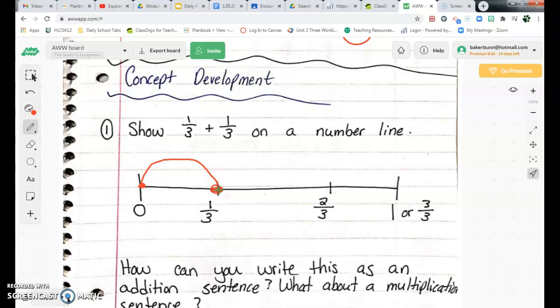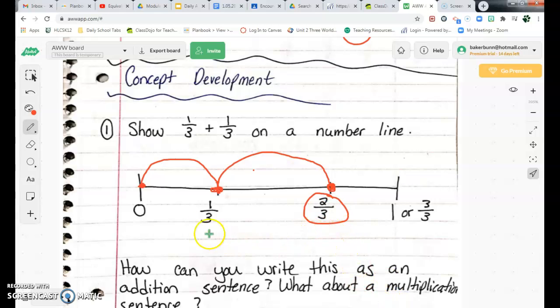Well, I don't have any more 1/3 fractions right here. I have 2/3, 1, or 3/3. But I know that the space between 0 and 1/3 is 1/3 space, and I know the space from 1/3 to 2/3 is also equal to only a 1/3 jump. So I'm going to jump to my next third. So that tells me that 1/3 plus another 1/3 is going to get me 2/3. That's going to be my sum.